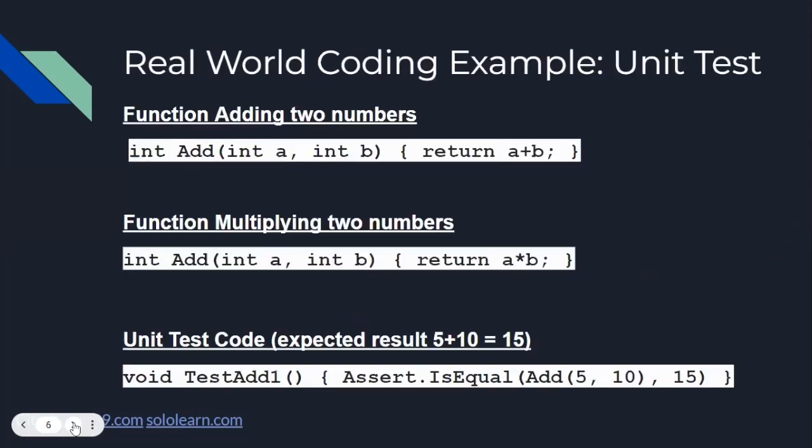Here's a real-world example of how unit testing might work in coding. As you can see, I've created 2 function examples. A unit test code example has also been created. This code will then test both of these functions to easily identify any errors in the code for the expected outcome.